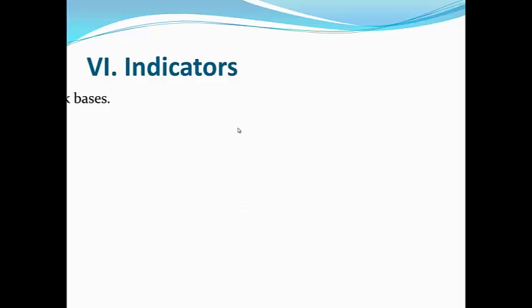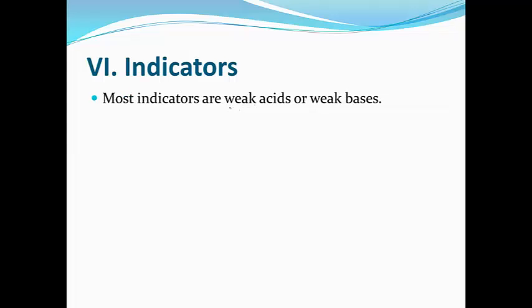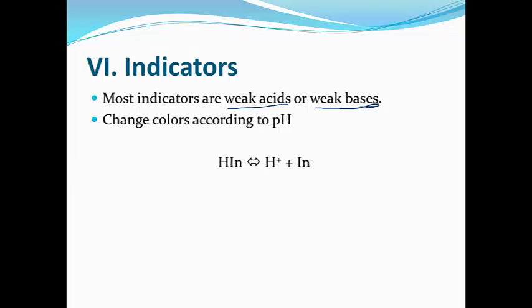Okay, so indicators. Most of your indicators are going to be either a weak acid or a weak base, and there's a reason why they're used. Indicators will change color according to pH. The basic way they work: this IN here does not mean indium ion. That basically just means the anion for the indicator. It's a weak acid or weak base, which means the equilibrium always lies to the left side. So when you put it in water, you get a lot of the molecule and only a little bit of this anion.